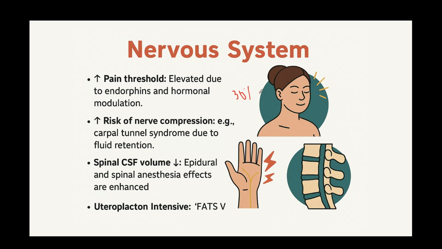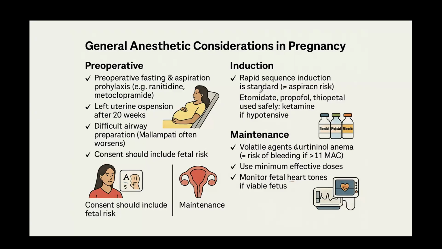So, for general anesthetic considerations in pregnancy, preoperatively always do preoperative fasting and aspiration prophylaxis: ranitidine, metoclopramide, sodium citrate, and left lateral tilt after 20 weeks of gestation. Prepare yourself for a difficult airway. Always have a consent that includes the fetus. Induction: rapid sequence induction is the standard to reduce aspiration risk. Propofol and thiopental are safe.